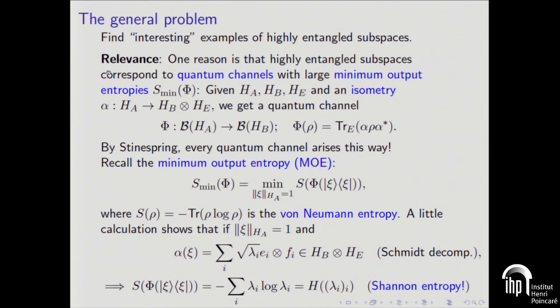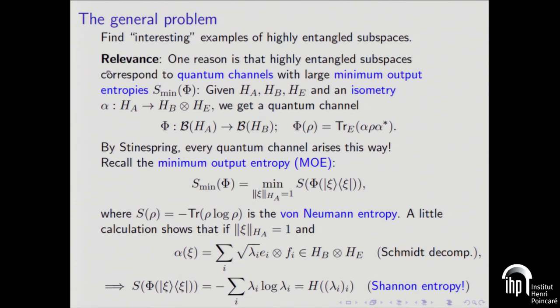S min of a channel is just the minimization over all states, or norm one vectors inside of your initial Hilbert space A, and you look at the minimization problem over the von Neumann entropies of the images of this rank one projector corresponding to that unit vector, where the von Neumann entropy is the usual minus trace of rho log rho.